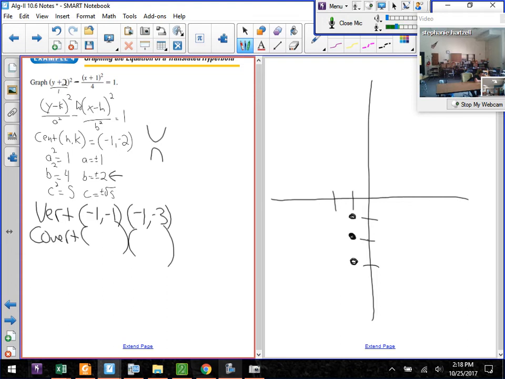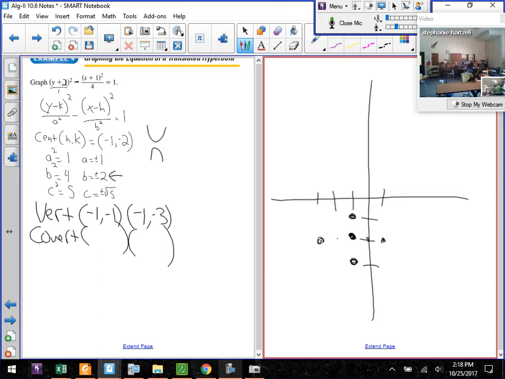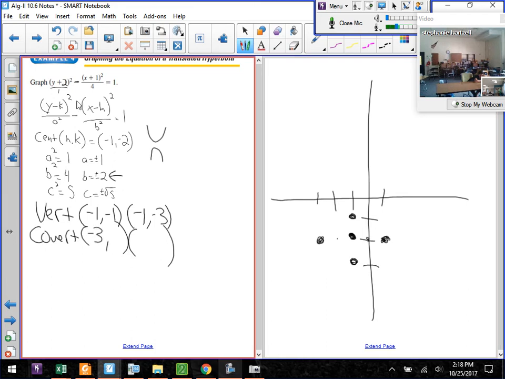Do the same thing with your co-vertices. My co-vertex value is b. I'm going to go left and right 2. I know your phone's probably really awesome, how about write something down? That's how you do better, because you missed all this yesterday. So I go left and right 2 from the center: 1, 2, 1, 2. And I write those down. The co-vertices then are at (−3, −2) and (1, −2). We all right with that?